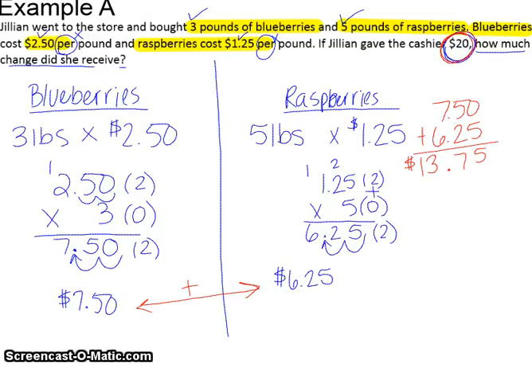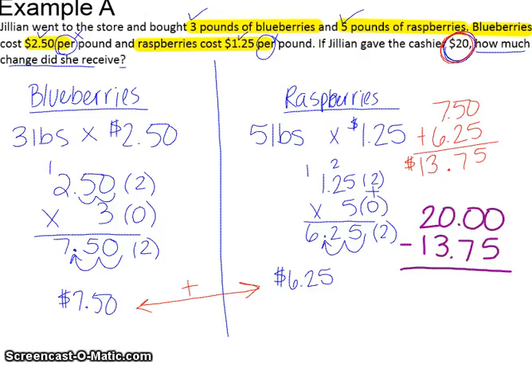So if I know my total at the store is $13.75, and then I'm going to give that cashier a $20 bill, I have to see how much change I'm going to get back. And so in order for me to find out how much change I'm going to get back, I have to subtract them. So I have $20 minus $13.75, which was the total cost of my blueberries and my raspberries.